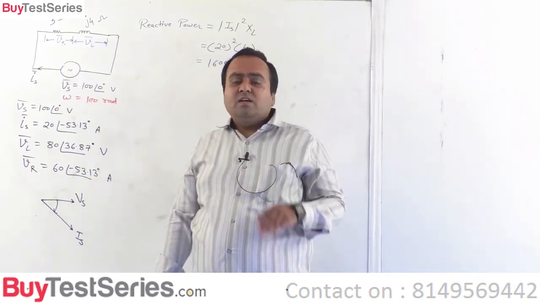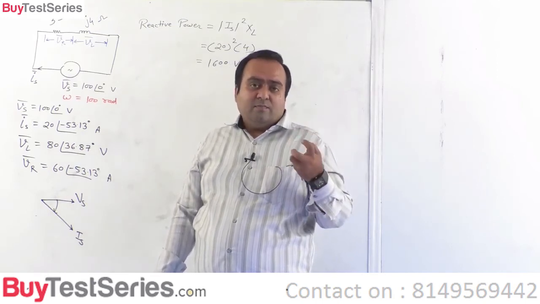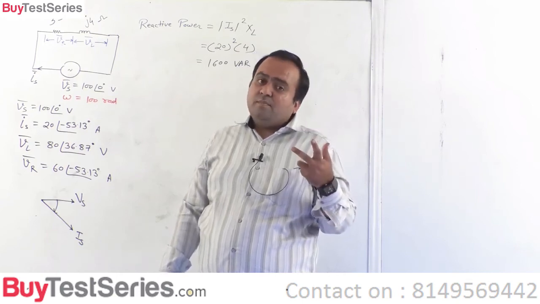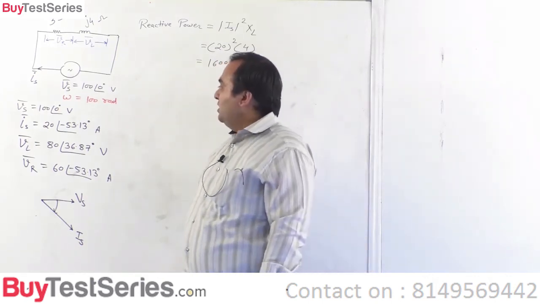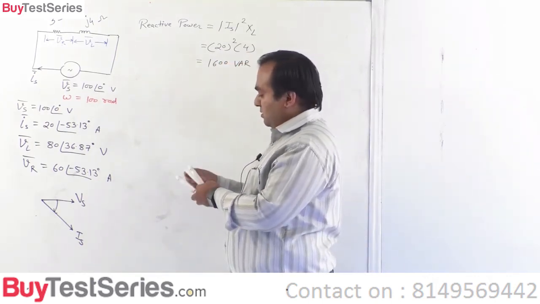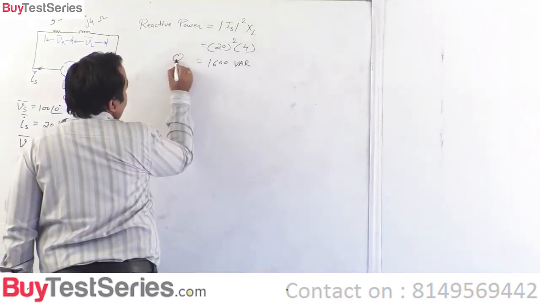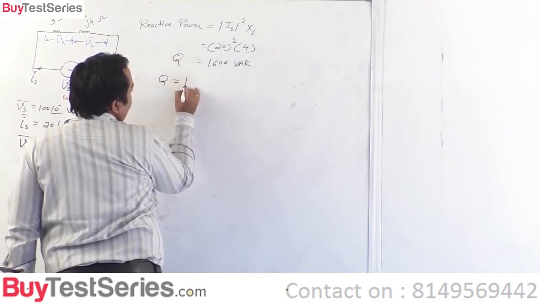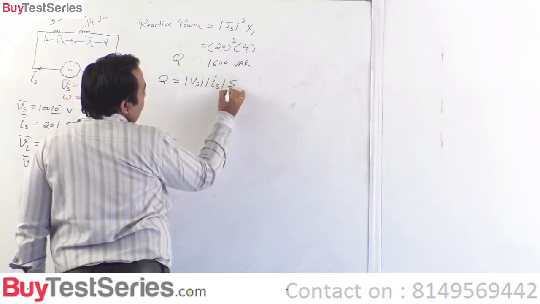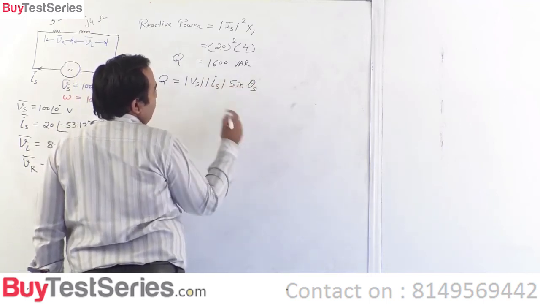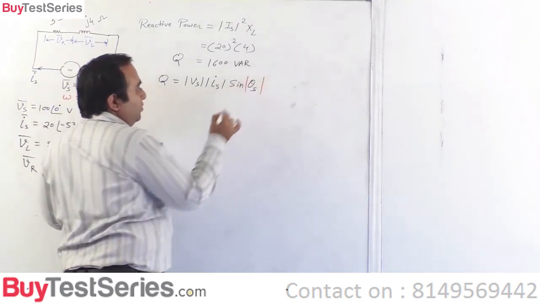So a pure inductor will never absorb any active power, neither will a pure capacitor. Is this okay? So this is the first way of calculating reactive power. We represent it by Q. Another way of calculating it is voltage magnitude times current magnitude times sine of theta s. This theta s is again 53.13, but as I told you, we only take the magnitude of it.